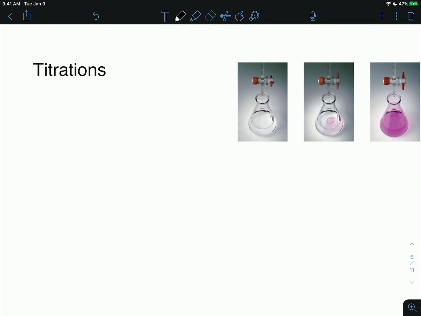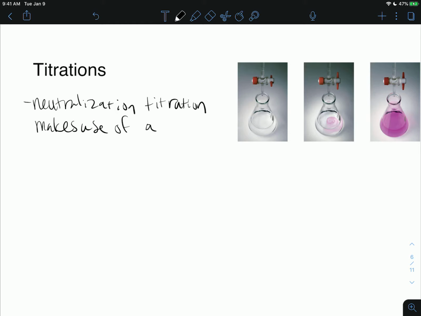So titrations, our next thing, is like taking solution stoichiometry, adding in acid-base chemistry, and giving us a problem that is a lot of fun to solve. So a neutralization titration is a titration of a neutralization reaction. So we have to have a neutralization reaction. This is not the only type of titration we can do. I'm going to show another example at the end of this lecture, but a neutralization titration makes use of a neutralization reaction.